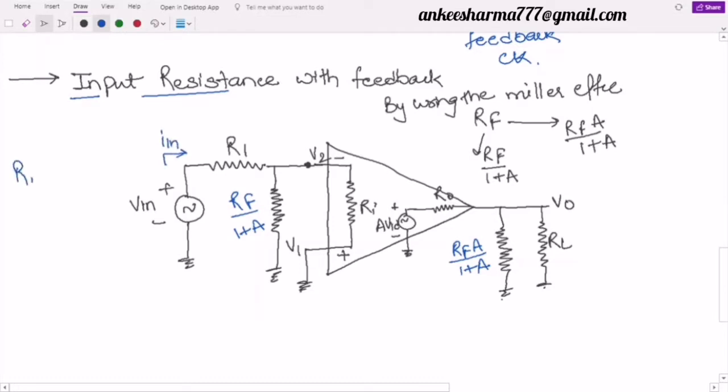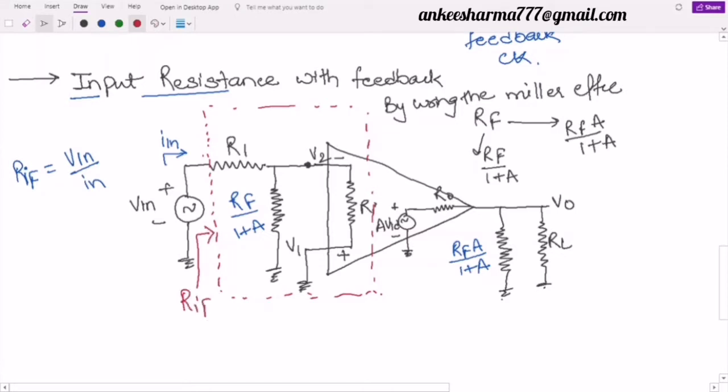then definitely this input resistance with feedback, if I denote it with RIF, that is input resistance with feedback, must be equal to Vin by Iin. Or simply if I take this circuit in a box, that is all the circuit with feedback, up to here is my input. So look here, if I am checking at this point, what will be my value of resistance? That is nothing but my RIF. So this is what I have to find. I guess it is clear to you what input resistance with feedback is.